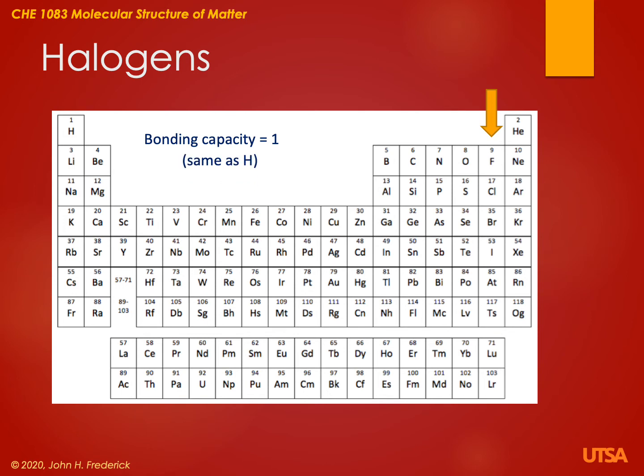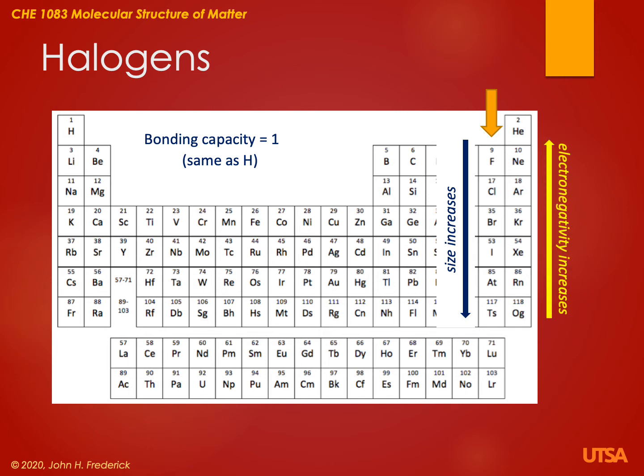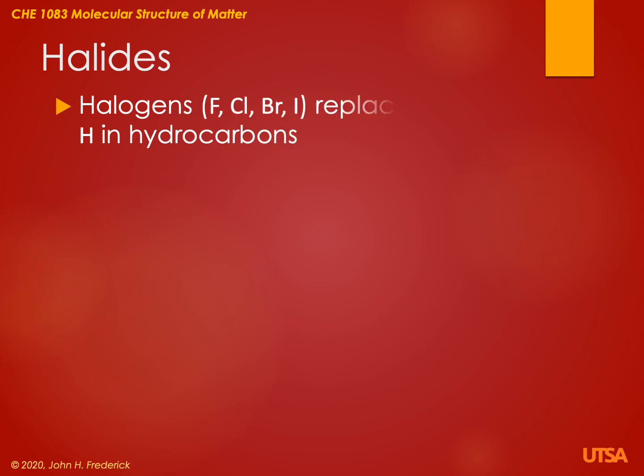Their bonding capacity is 1, which is the same as hydrogen, which means they're basically going to replace hydrogen in the hydrocarbons. They increase in size as we move down. Remember, they're getting larger and larger orbitals, so the size of these atoms increases. And that actually is important in terms of how it affects their chemical and physical properties. Their electronegativity increases, and that is also important. All of these are more electronegative elements, so they tend to carry a negative partial charge when they are on a hydrocarbon molecule.